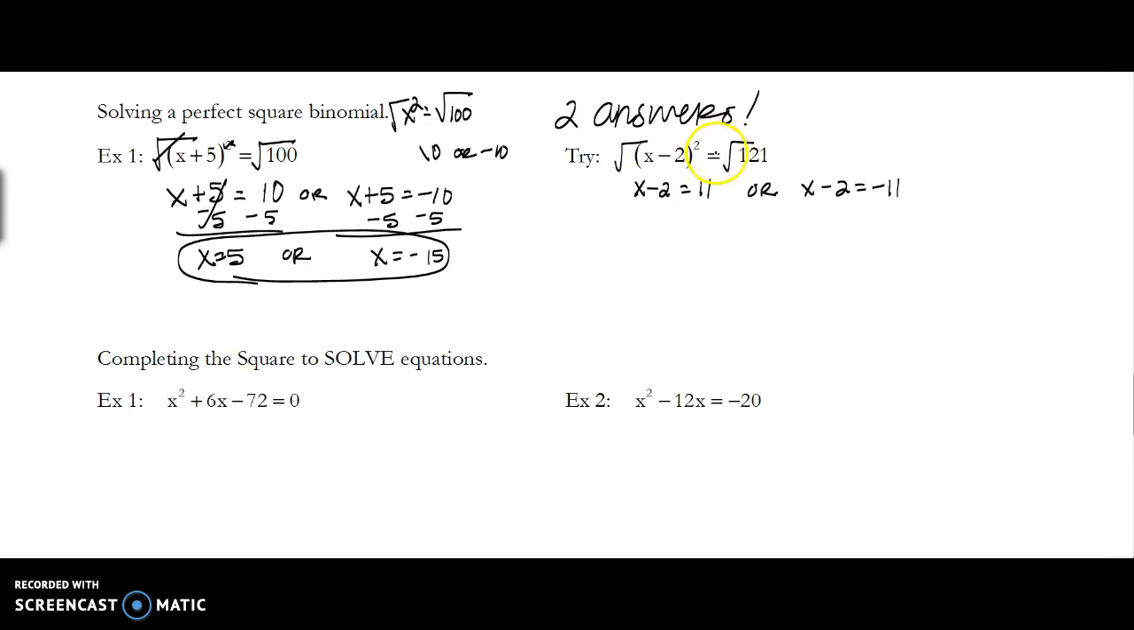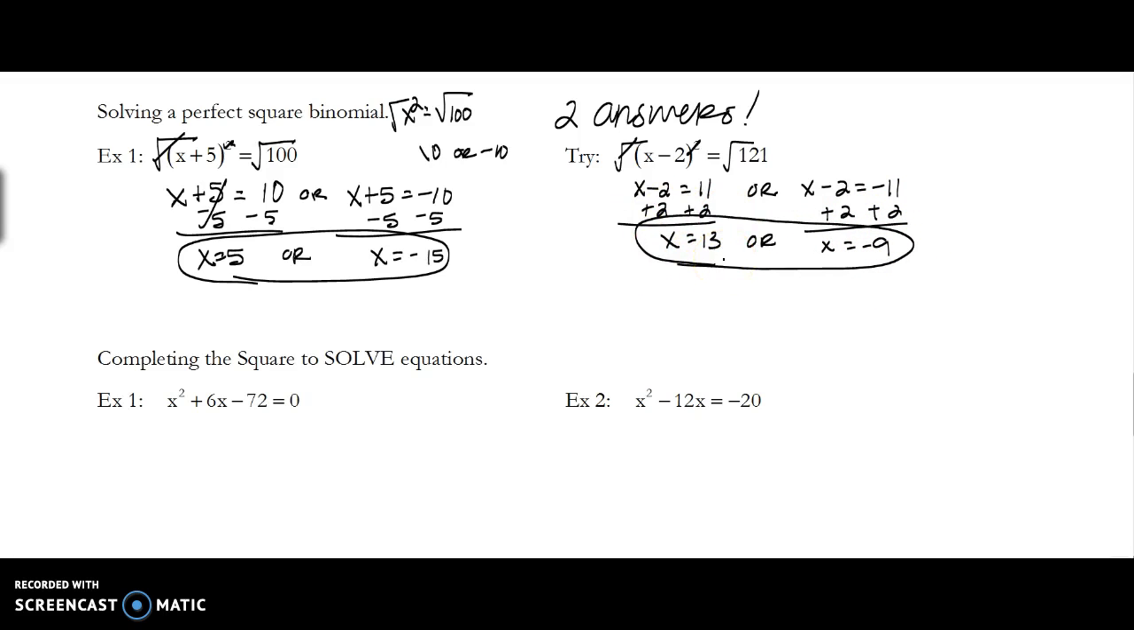So what I did is I've already square rooted both sides because that's what cancels out that square. And when we add 2 to one side, you're going to get x is 13. Or when you add 2 to the second side, you're going to get x equals negative 9. So again, these are your answers.